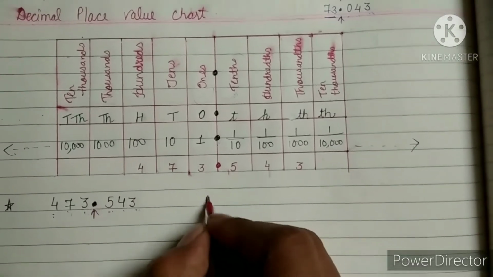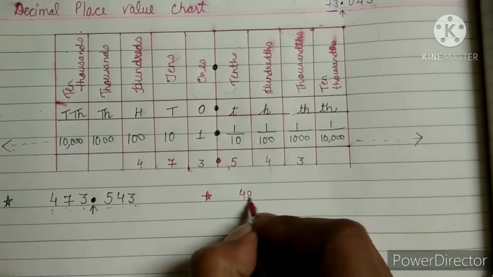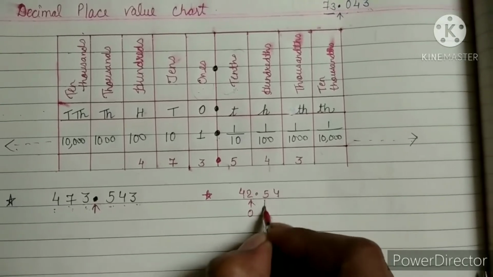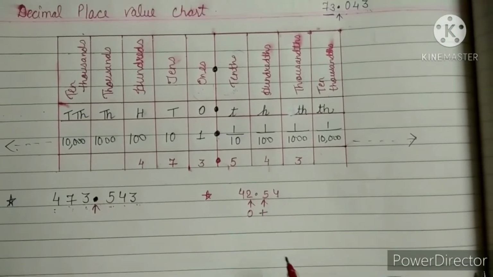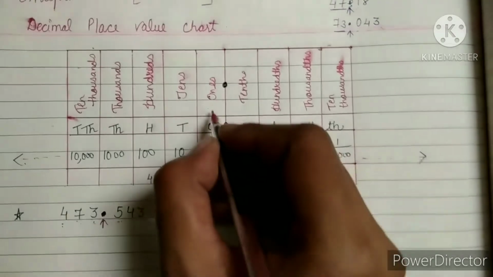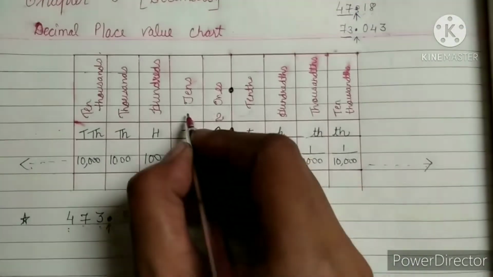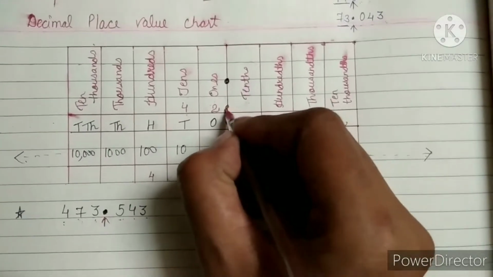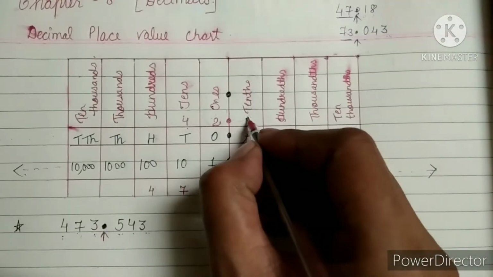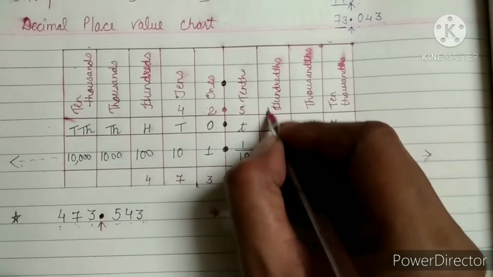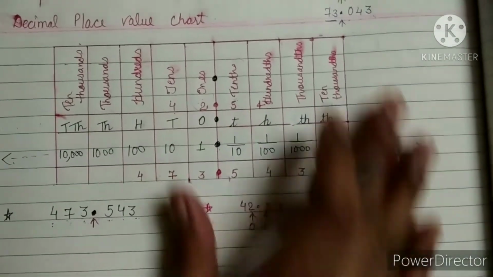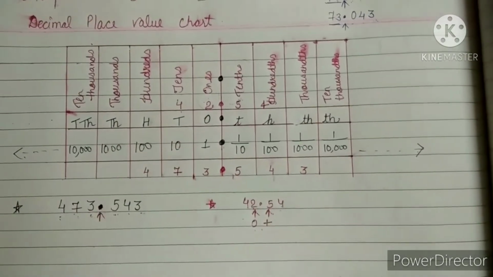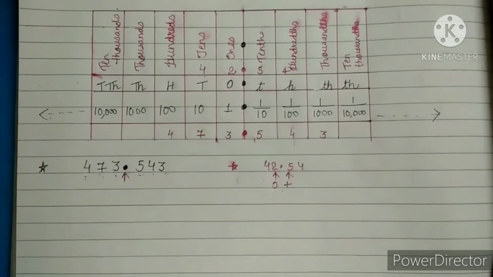We can also see one more example, 42.54. So 2 is on the ones and 5 is on the tenths. 2 will go on the ones place, 4 is going to go on the tens place, decimal is here, 5 is on the tenths place, and this 4 will go on the hundredths place. So this is putting decimal values in the place value chart of the decimal system.